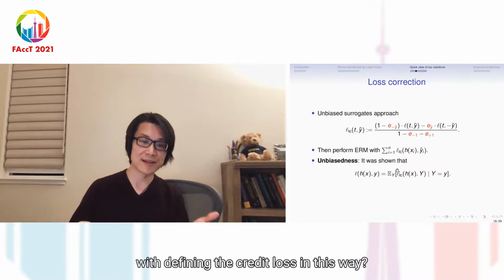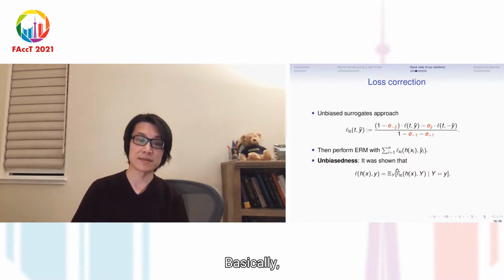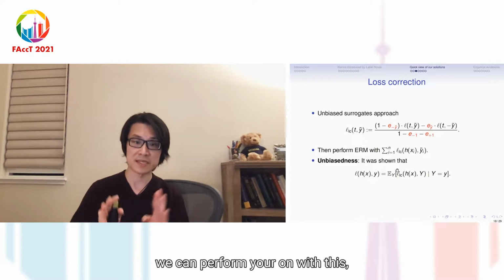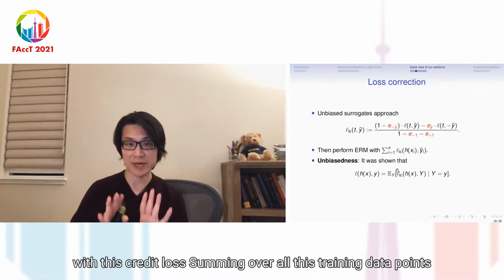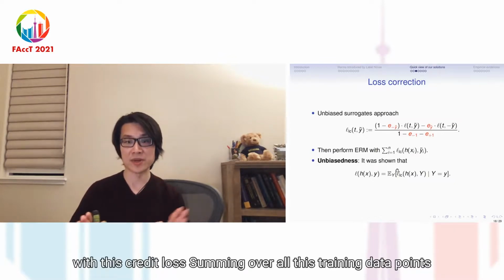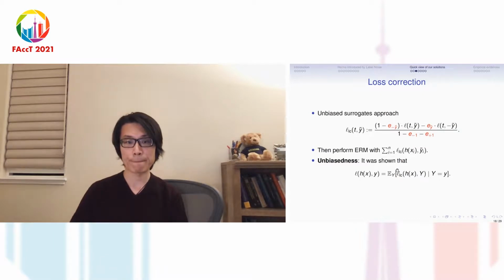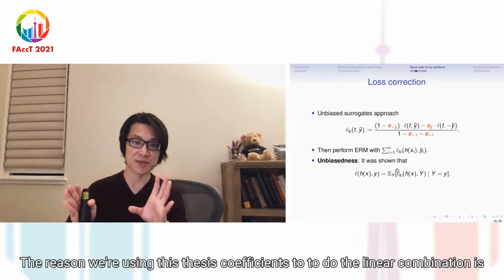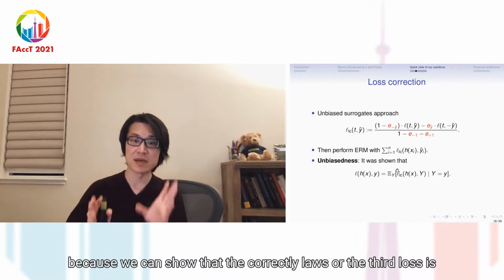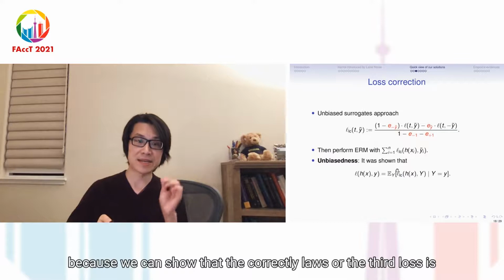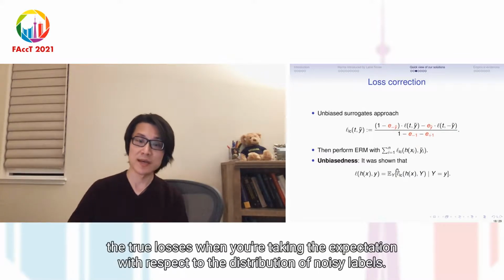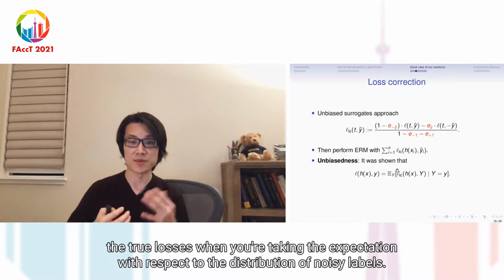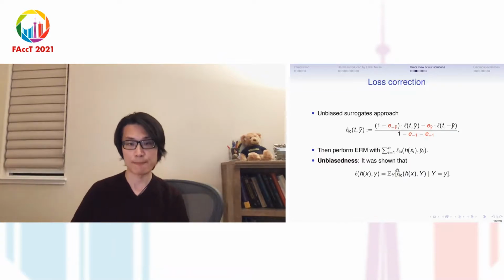With the corrected loss defined in this way, basically we can perform ERM with this corrected loss, summing over all these training data points. And the reason we are using these coefficients to do the linear combination is because we can show that the corrected loss, or the surrogate loss, is an unbiased estimation of the true loss when you're taking the expectation with respect to the distribution of the noisy labels.